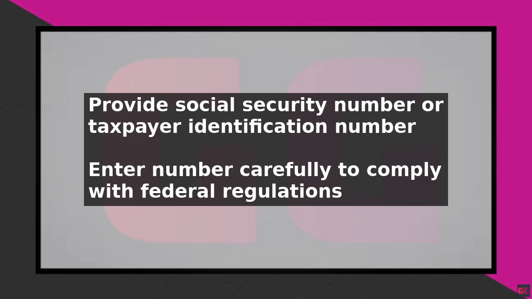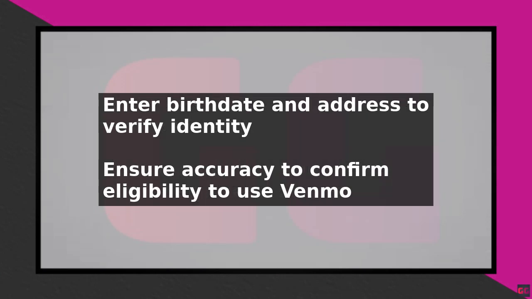After entering your Social Security number, you will be asked to provide your birth date and address. This information is used to verify your identity and to ensure that you are eligible to use Venmo. Once you have entered all the required information, tap the Submit button.